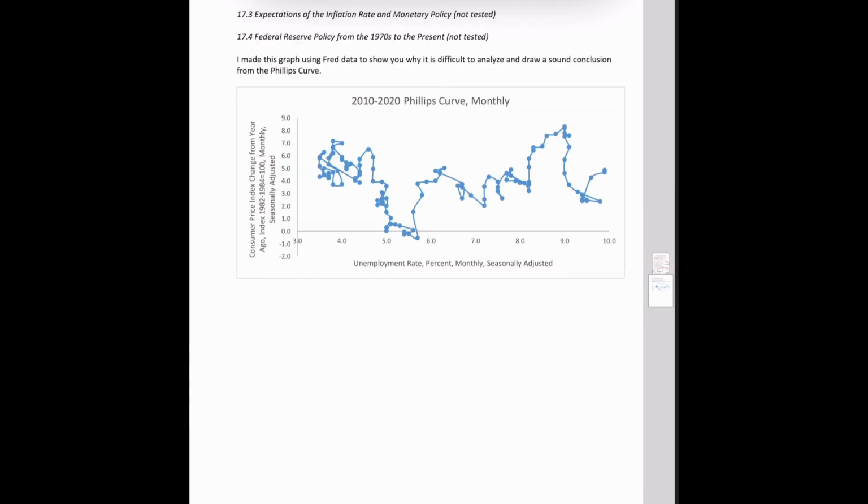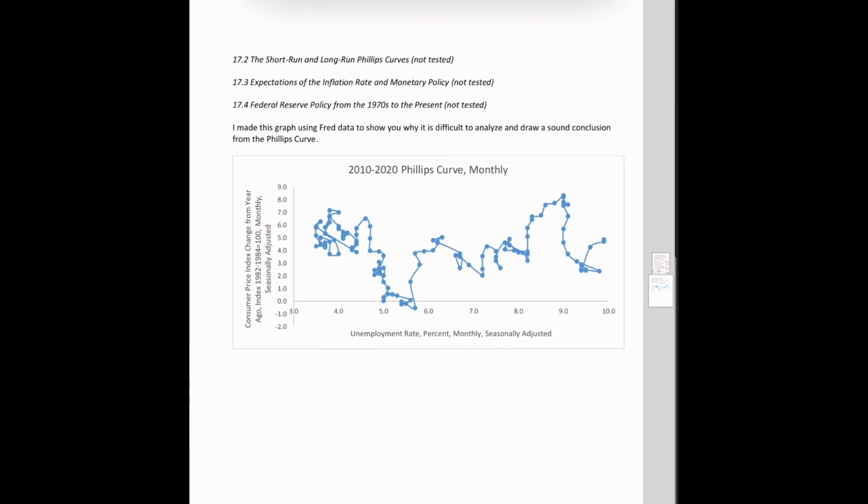So last thing I want to talk about is, again, is the Phillips curve actually reliable? And I just wanted to show you, I did graph out this graph for you using FRED data that I talked about to show you it's really difficult to analyze the Phillips curve and draw a sound conclusion from it because it's kind of all over the place. There's not a clear relationship with it, especially even over the past decade. There's been ups and downs.